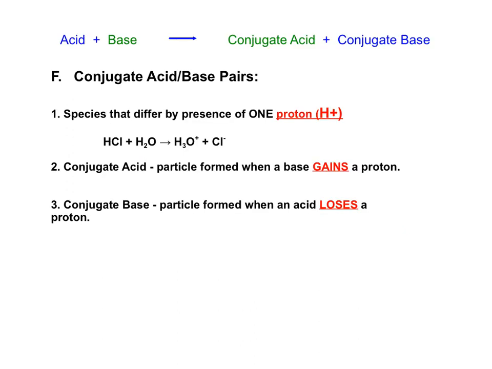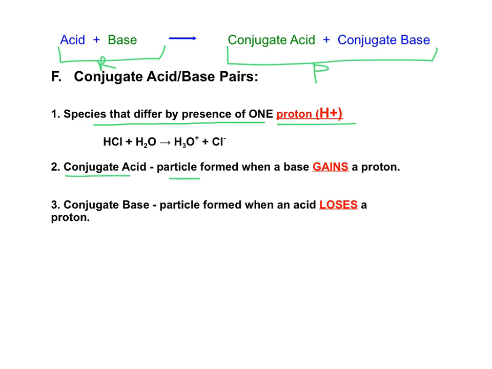Okay, let's talk about now the product side. So we know on the reactant side, there's an acid and a base. And now we're going to talk about what's happening on the product side. So here it just says species that differ by the presence of one hydrogen ion. So a conjugate acid is going to be the particle that formed when the base gains the proton. So when the base accepts, the way you think about it is if the reaction reversed itself, it could redonate that hydrogen back.